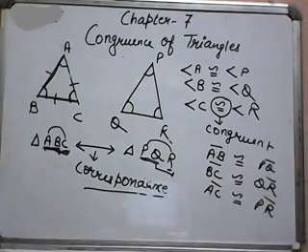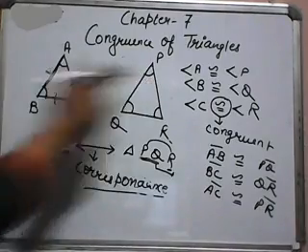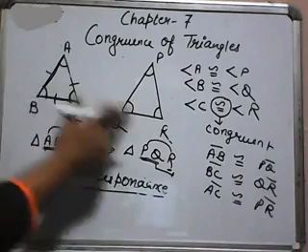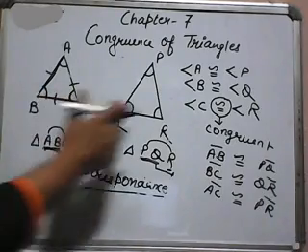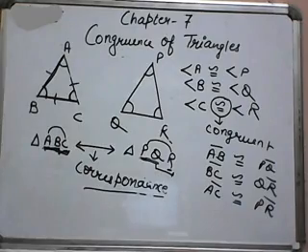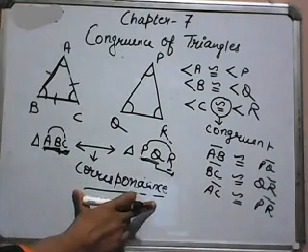Now, this correspondence means corresponding vertices and corresponding sides are equal to each other. It means angle A corresponds to angle P, angle B corresponds to angle Q, angle C corresponds to angle R. Same as sides. This correspondence is given to you.